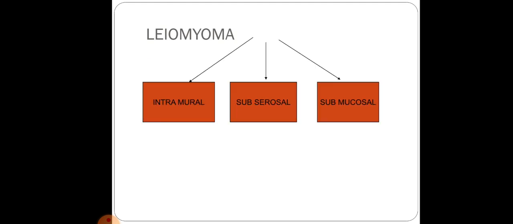Leiomyoma, histopathologically, has three types. One is intramural, which you can see in the myometrium. One is subserosal, which you can see underneath the serosa, and one is submucosal, which you can see in the endometrium.